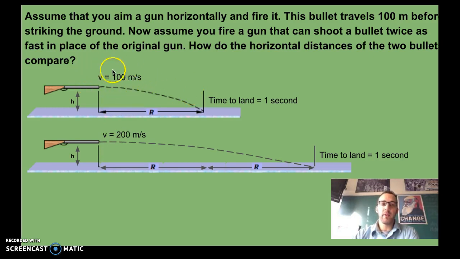So if this one is moving 100 meters per second and it's got 1 second to move, it's going to travel 100 meters. If it's traveling twice as fast, 200 meters per second, it's going to go 200 meters. So if it's going twice as fast, it's going to go twice as far, because the vertical movement is not affected by the horizontal speed of a projectile at all.